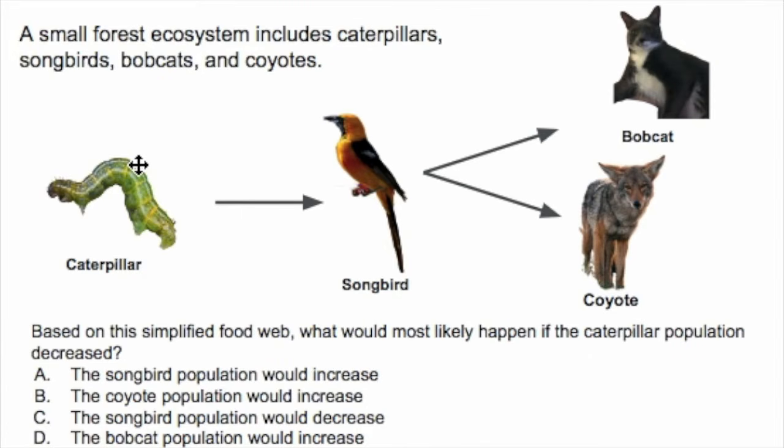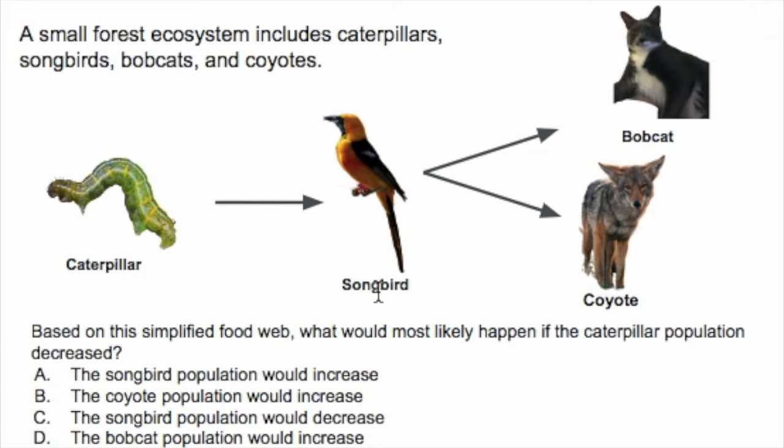B, the coyote population would increase. So let's think about this now. If there were fewer caterpillars, that's less food for the songbirds. So more songbirds are going to die out, tragically, for the songbird population. And if the coyotes eat the songbirds, but there are fewer songbirds, that means there's also going to be fewer coyotes. So B is also not correct here.